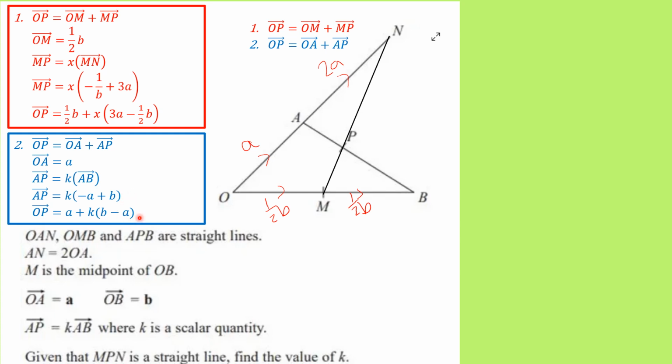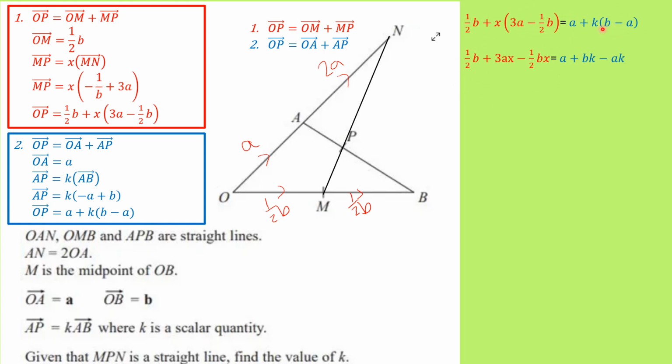Right, so we now know that this OP is exactly the same as this OP, so we're going to put them together. Okay, so we've got a half B plus X times 3A minus a half B, and we've got A plus K times B minus A. So that's those two routes put together. The next step is to multiply out our brackets, because we want to start putting these together and simplifying. I've got A's and B's trapped in here, I've got A's and B's trapped in here, and I've got A's and B's all around.